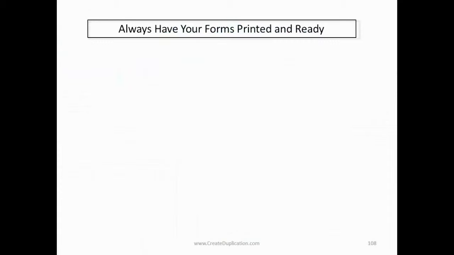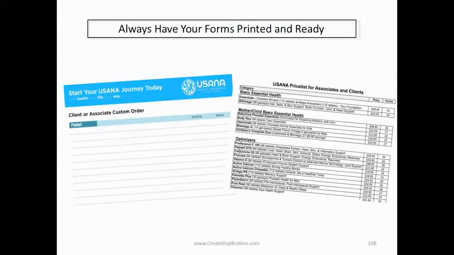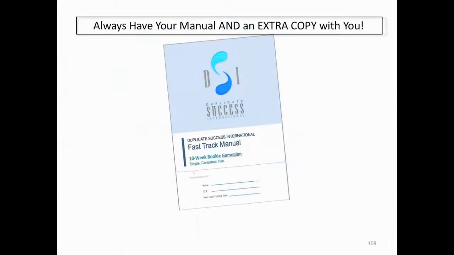Always have your forms printed and ready. You must always have these with you in your car, in your binder. Always have these forms. And always have your manual and an extra copy with you, because you never know when someone's going to want to start their USANA business. So you have to have an extra manual. This is only a 16-page manual. I mean, you have to have it printed and ready, and make sure you're reading from this manual so that your prospect thinks, oh, I can do this. I can read.